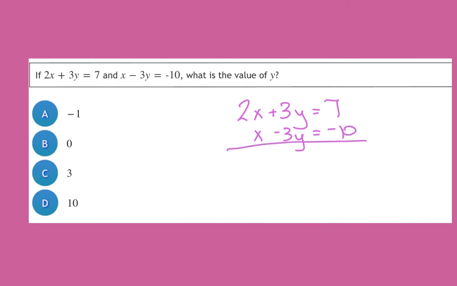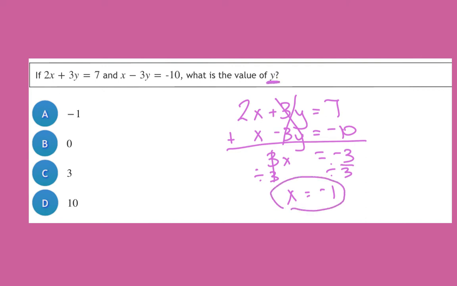If you write them like this and you combine them, 7 minus 10 gives you a negative 3, and 3y minus 3y is going to cancel out, and 2x plus x is going to give you a 3x, which means you're going to divide through by 3 on both sides, and you're going to end up with x equals negative 1. But they want to know what y is, but I can certainly take this value and plug it in.